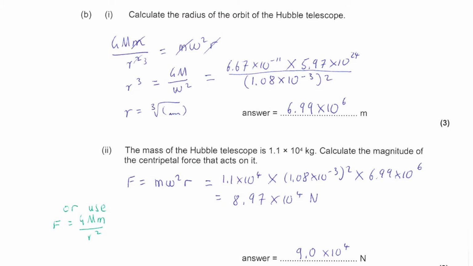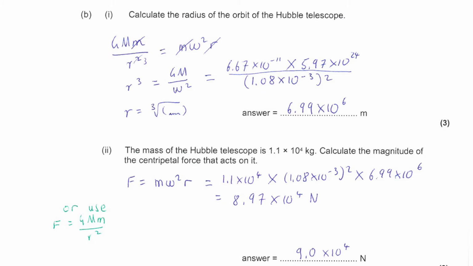Next, you're asked to calculate the radius of the orbit of the Hubble telescope. Many of the questions in gravitational fields rely on use of the equation for centripetal force and equating that to the expression for gravitational force. So this should be pretty familiar now. Putting down the two expressions, cancelling the masses of the satellite and dividing both sides by the radius of the orbit changes this squared to a cubed.